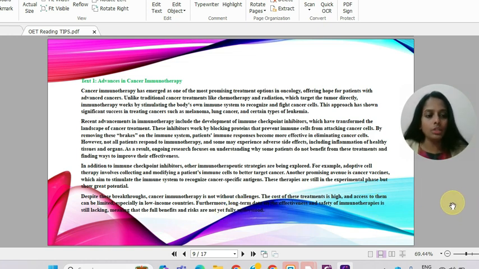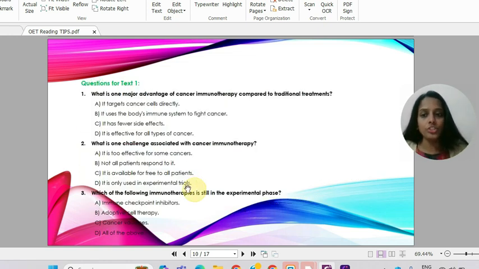So that's all about the passage for the advances in cancer immunotherapy. After you read it by yourself, understand the passage completely, what is the main idea and the keywords, and then we'll move on to the question. So the questions here are, what is one major advantage of cancer immunotherapy compared to traditional treatments? That's the first question. And they have given 4 options.